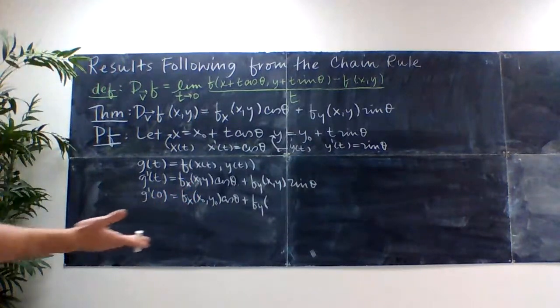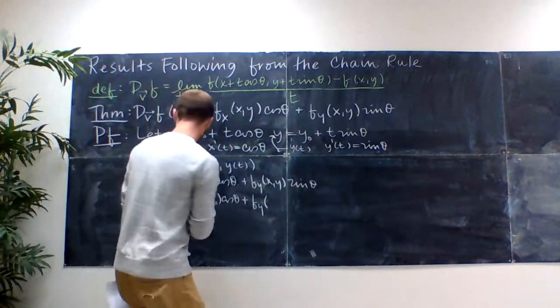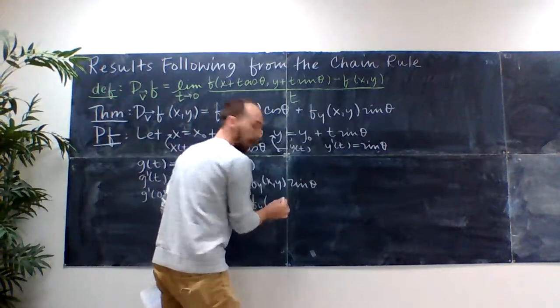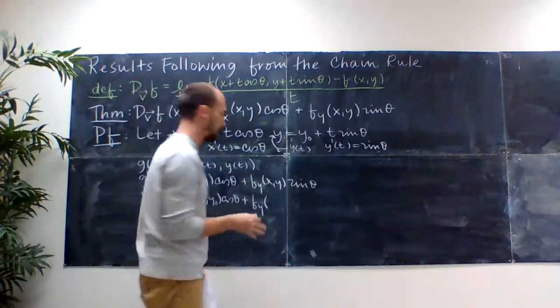So where was I? Okay, I am over here saying that when t is equal to 0, I'm going to end up with x and y equaling x0 and y0.